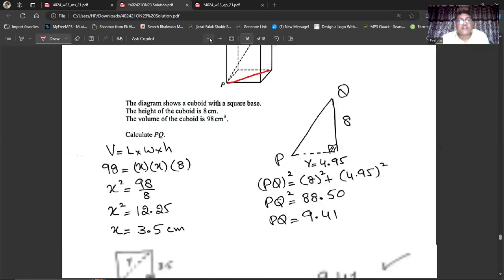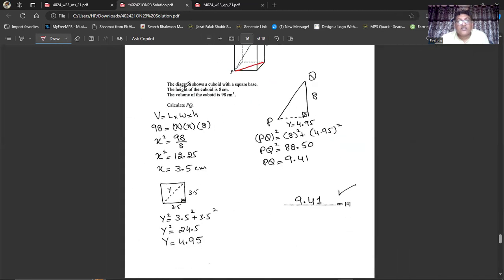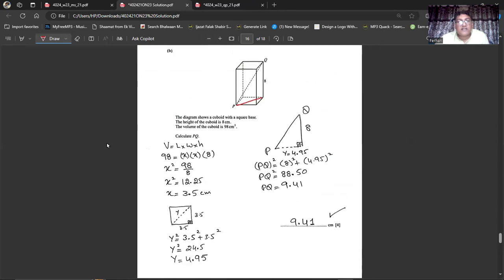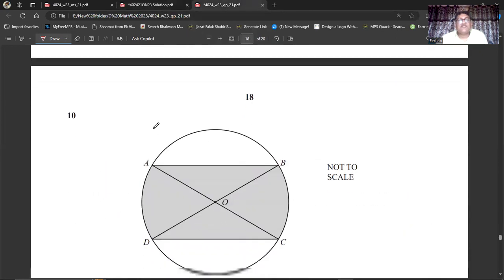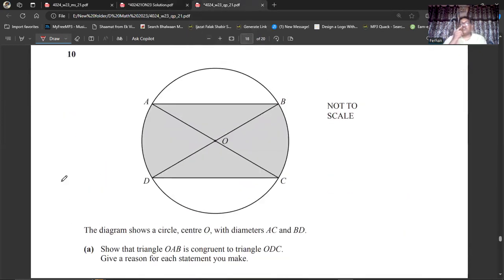This is the solution. I'm going to decrease the size so you can see the whole of the question together. Hopefully this is showing up on your screen clearly. And this is question number 9. It's B part. It's a little tricky question. 3D. This shape is 3D. Okay. So now we have question number 10.